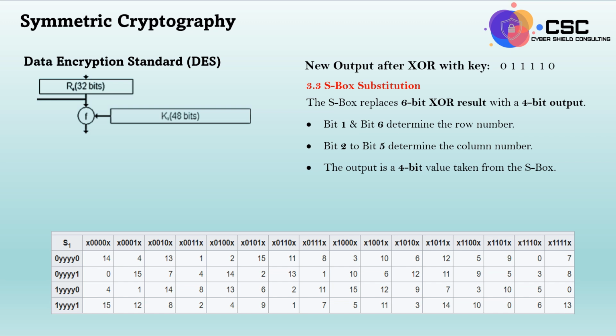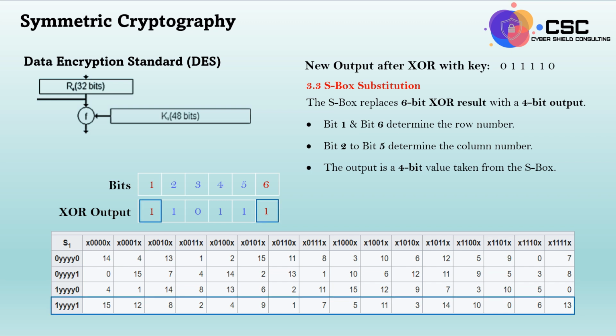Let's have a look at how this works. Now we have the XOR output from the previous step. So what we need to do is look at the S-box and replace the 6-bit XOR result with the 4-bit output. So we'll look first at bit 1 and bit 6. This determines the row number.